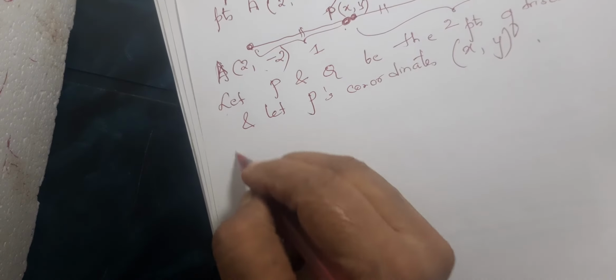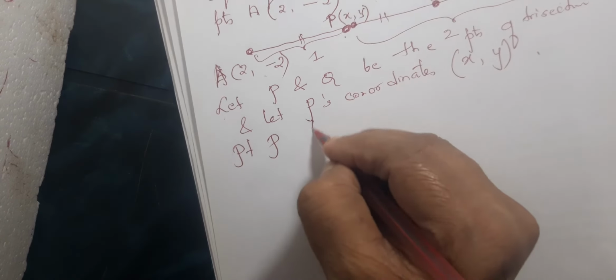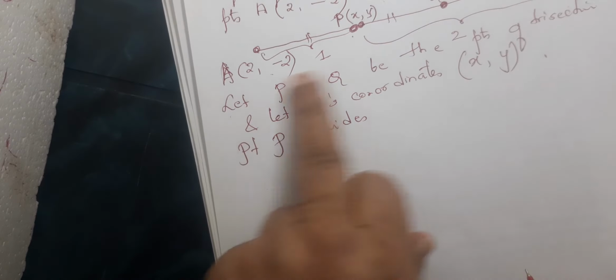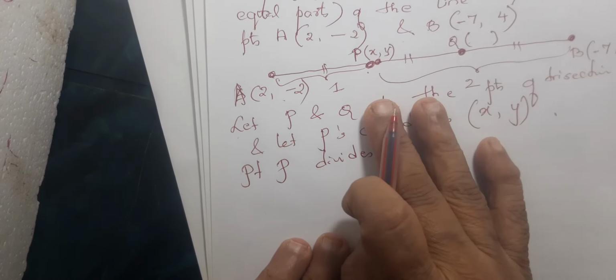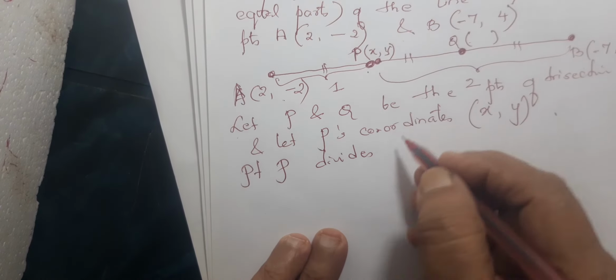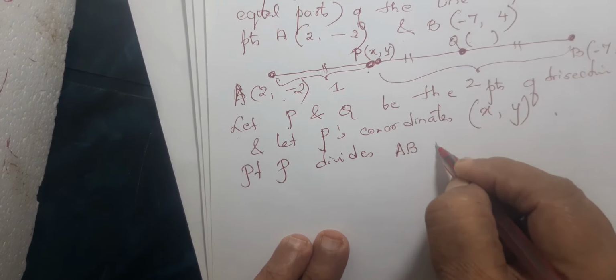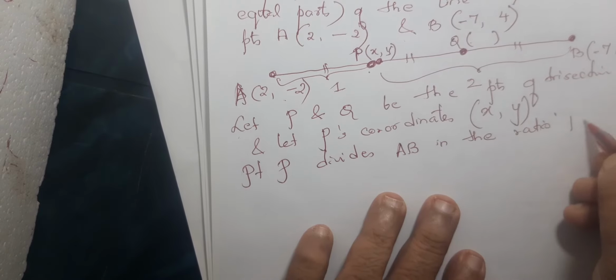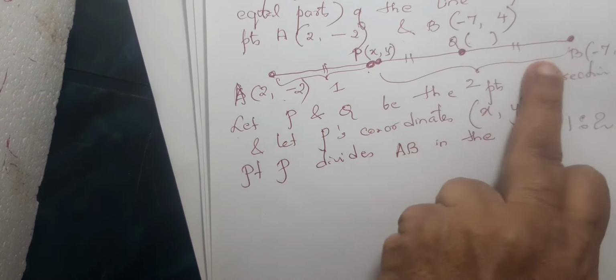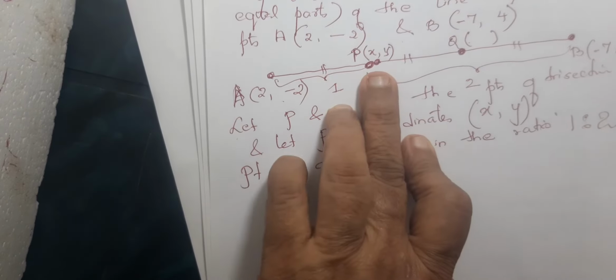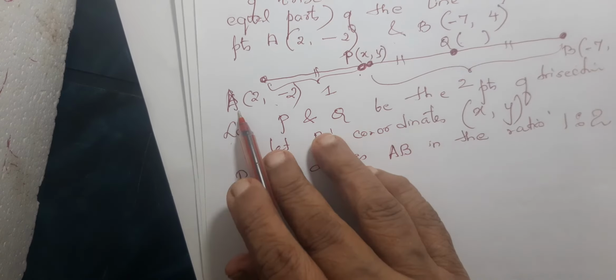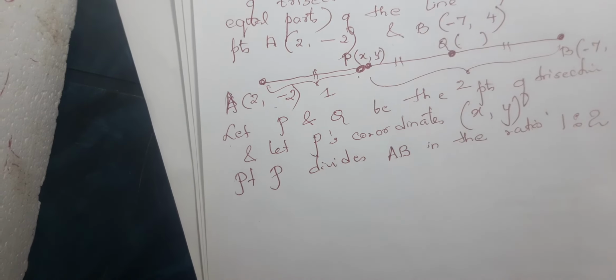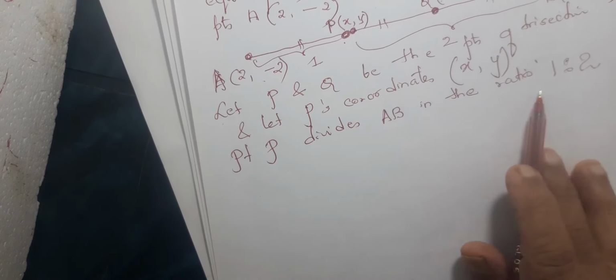Now see, you should understand that when you mark like this, the point P divides AB in the ratio 1:2, because equal parts I have marked here. So this is one part, and from here to here it will be two parts. So anyway, this point P x, y is dividing AB in the ratio 1:2. That is the meaning.